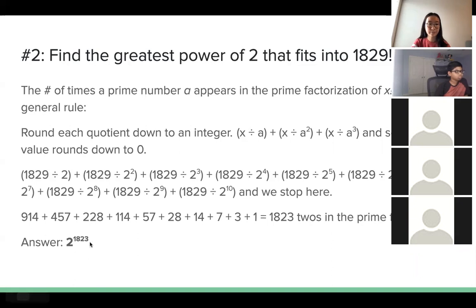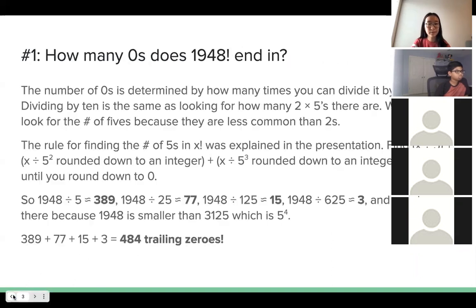Number 1, sure. So this was basically the same principle as the one we just did, except 5 is now the number we're trying to find. The question asked for how many zeros, but we look for how many 5s because the number of zeros is the number of 10s, and the number of 10s is basically the number of 2 times 5s, and we look for 5s because they're less common than 2s. So we do the same rule and find the sum of everything to get 484 trailing zeros at the end.